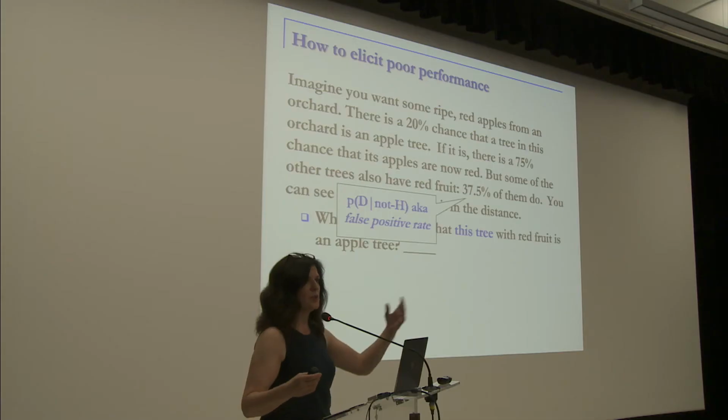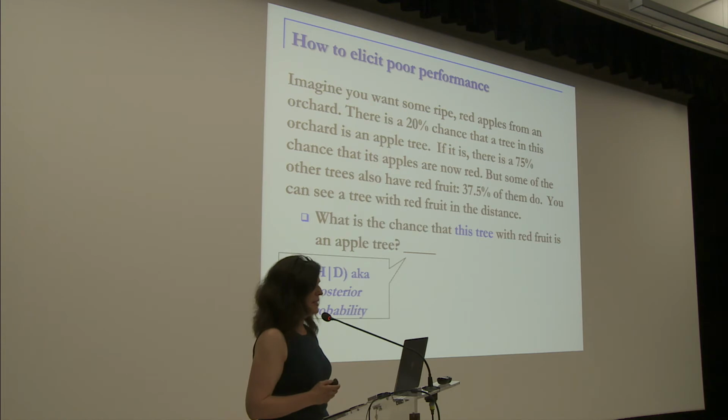It's a conditional probability problem. This is the base rate, the prior probability of the hypothesis, that is, that something's an apple tree. This is the true positive rate. If it's an apple tree, how likely are you going to get the data of red fruit? This is the false positive rate. If it's not an apple tree, what's the probability of red fruit? This is the posterior probability, the probability of the hypothesis given the data being red fruit, the hypothesis apple tree. And notice that it's asking for the probability of a single event.